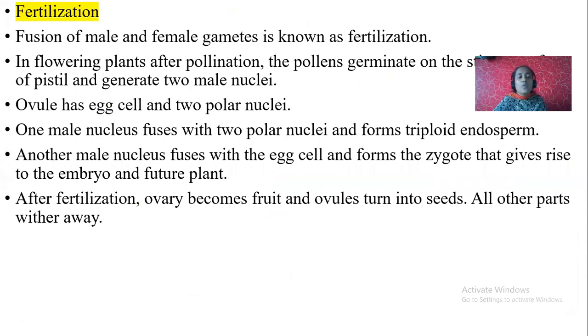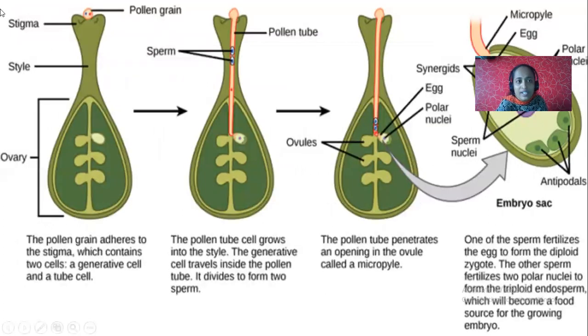See, ovule has egg cell and two polar nuclei. One male nucleus fuses with two polar nuclei and forms triploid endosperm, which provides nourishment to the developing embryo. Another male nucleus fuses with the egg cell and forms zygote that gives rise to embryo and future plant. After fertilization, ovary becomes fruit, ovules turn into seeds, and all other parts wither off. I will explain you clearly.